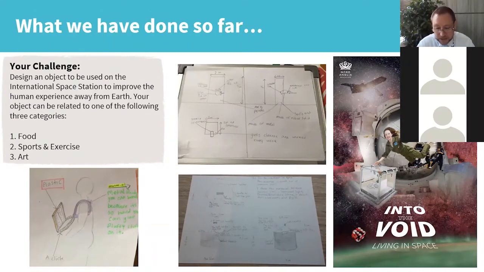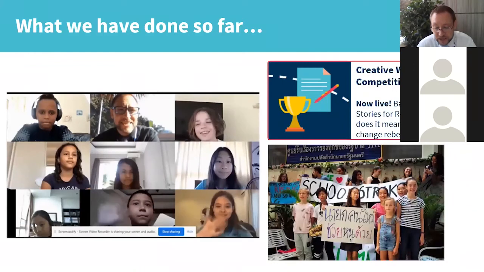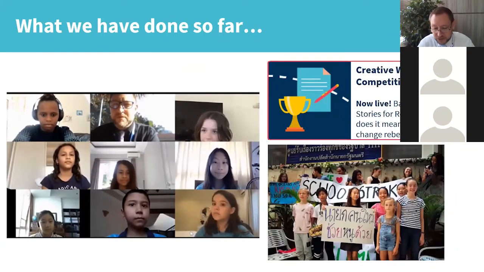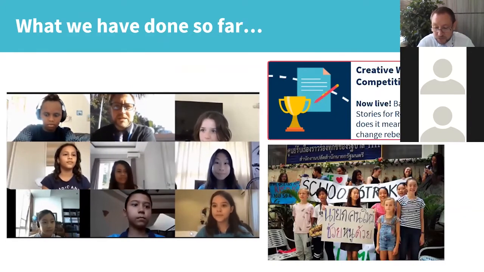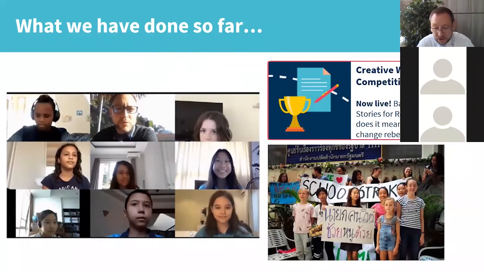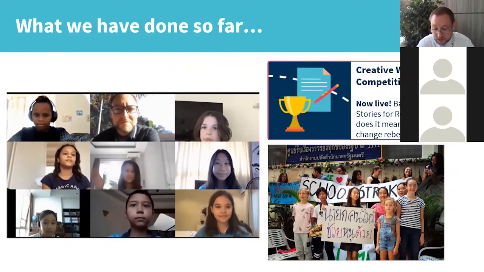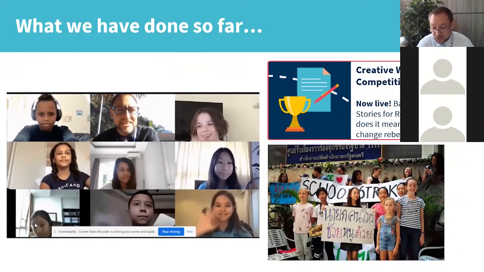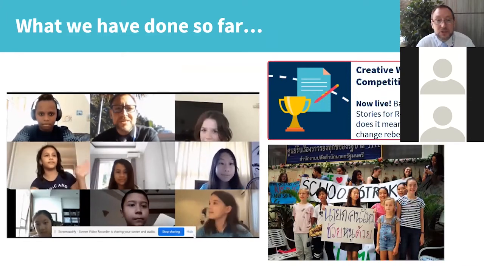Also in year 4-7, we have been taking part in the creative writing competition. And this has been a very exciting challenge. They've been working on writing a biography in the style of Goodnight Stories for Rebel Girls of a climate rebel. And that's a young activist who is trying to address climate change.